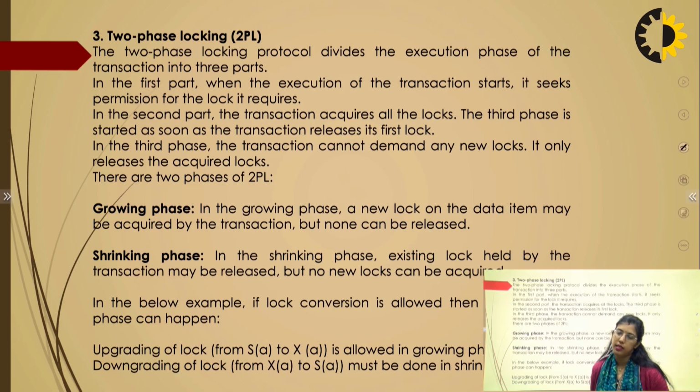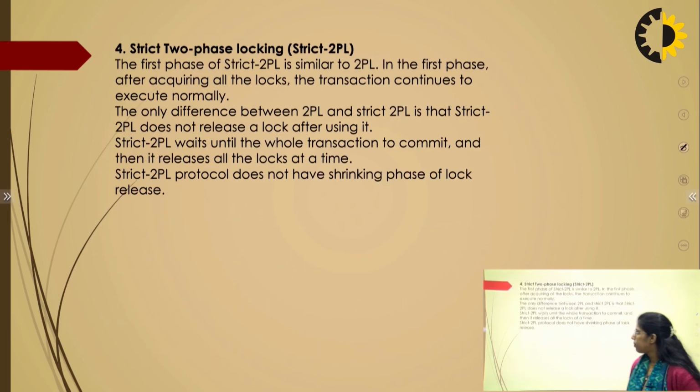So there are basically two phases in this particular protocol: the growing phase and the shrinking phase. In the growing phase, new locks on data items may be acquired by the transaction, but none can be released. While in the shrinking phase, no new lock can be acquired, only releasing of locks is done. In the below example, if lock conversion is allowed, then the following can happen: upgrading of a lock in the growing phase, or downgrading of a lock in the shrinking phase.